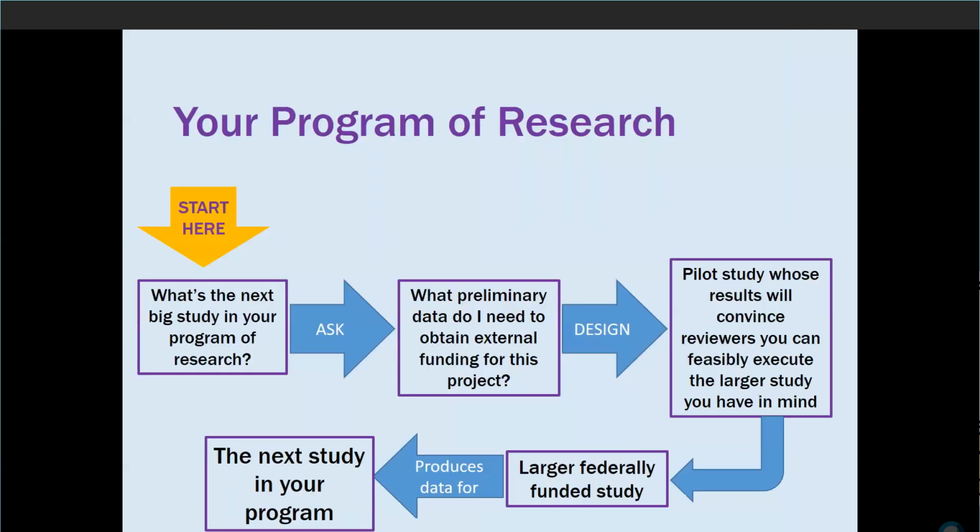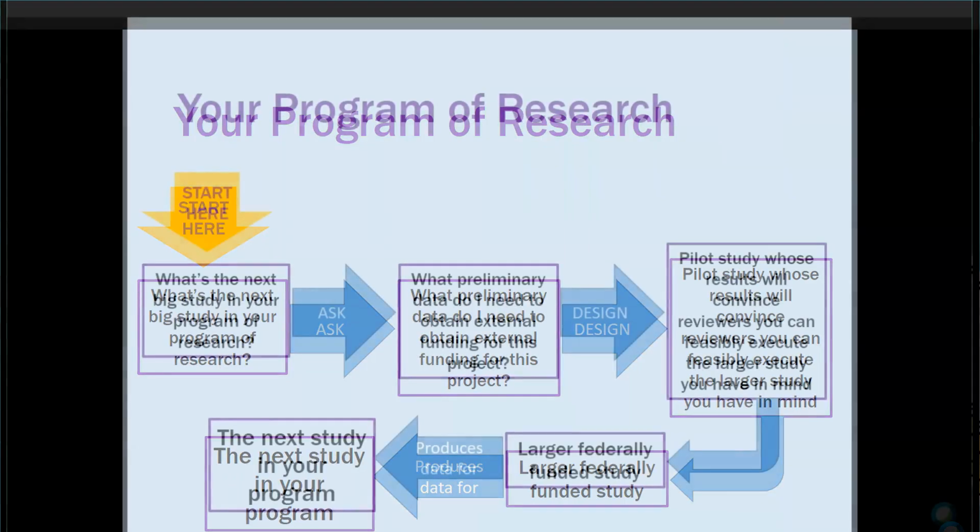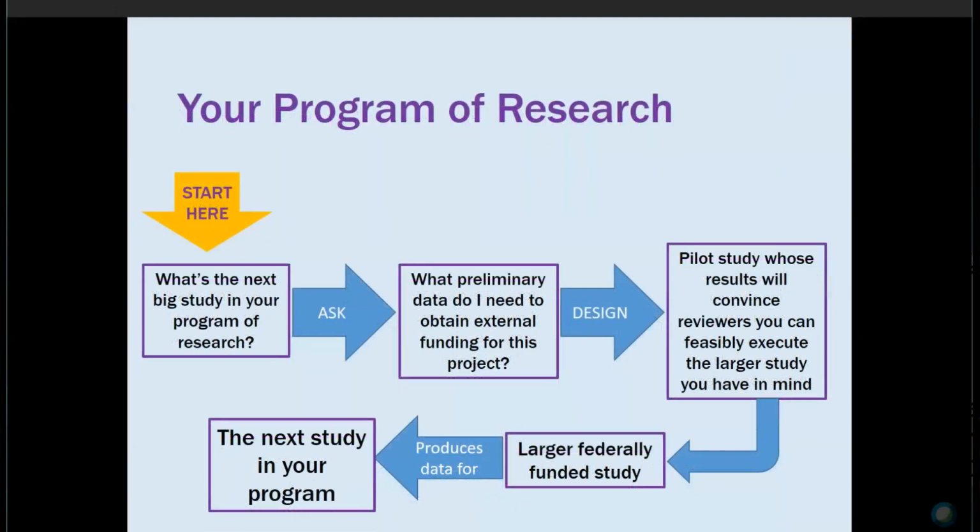So your program of research, wherever you are right now, you want to think, what's the next big study in my program of research? So it's not your seed grant, because that's not a big study. And so this is the first question to ask yourself when you're writing a seed grant: where am I going in my program of research? What is the next big step?